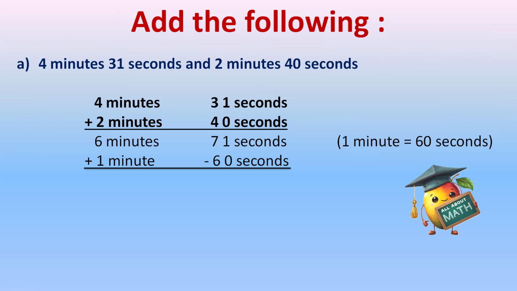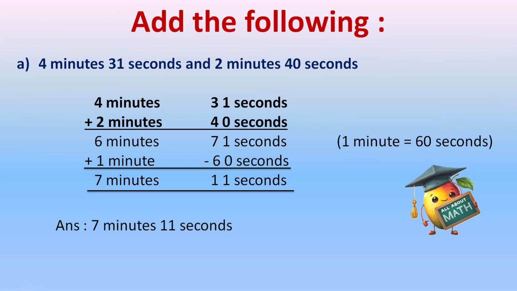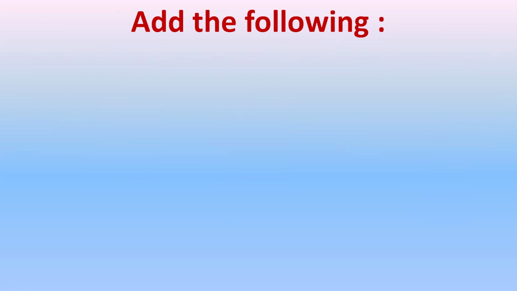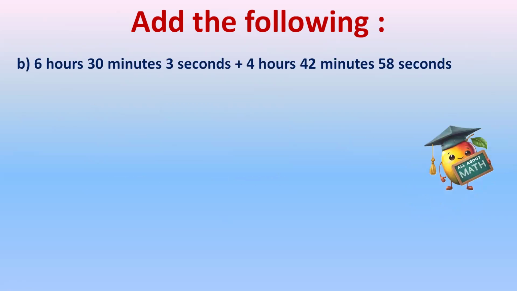And now we'll solve. 71 minus 60 will be 1 minus 0 is 1 and 7 minus 6 is 1. 11 seconds. And now we add 6 plus 1, 7 minutes. So our answer is 7 minutes, 11 seconds. Let's do one more question. This time we have 6 hours, 30 minutes, 3 seconds plus 4 hours, 42 minutes and 58 seconds.